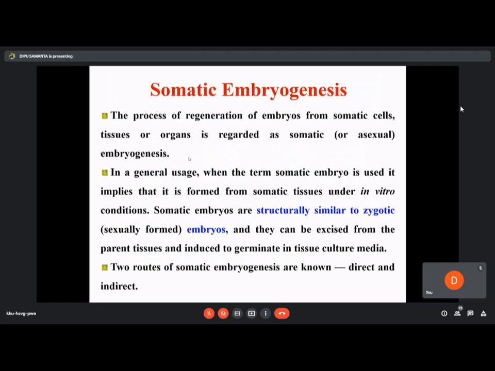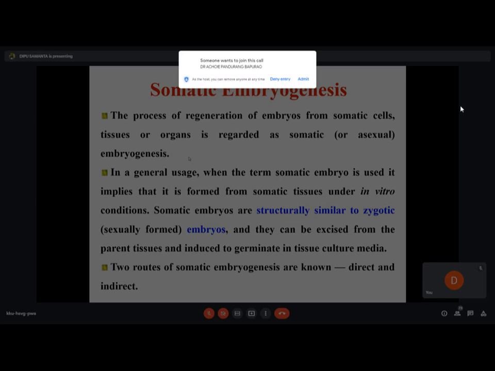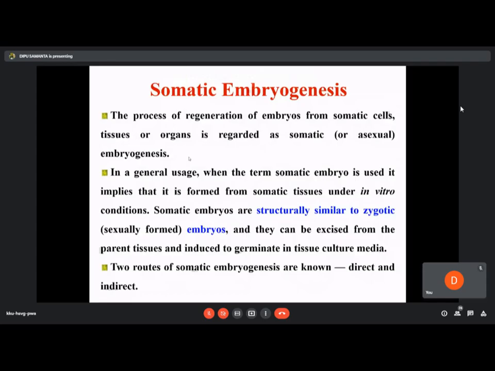Now, in continuation with the previous slide, the process of regeneration of embryos from somatic cell, tissue or organ is regarded as somatic or asexual embryogenesis. In a general sense, when the term somatic embryo is used, it implies that it is formed from somatic tissue under in vitro conditions. Somatic embryos are structurally similar to zygotic embryos, except somatic embryos do not have a suspensor and are without any endosperm.